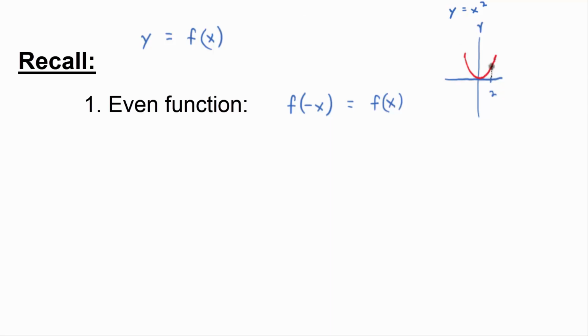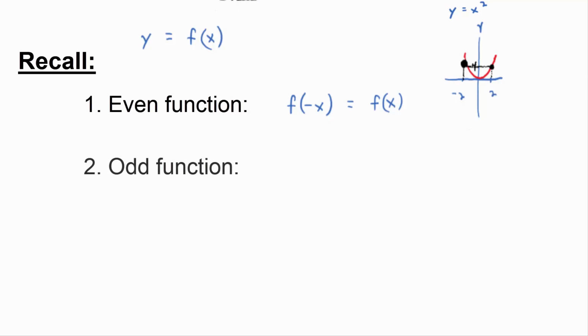So up here on the graph, this would correspond with a height of 4, right? But certainly if you plug in negative 2, it's also going to go up and have the same output as its opposite input 2. And so even functions, when you graph them, are symmetric to the y-axis. If you folded the graph across the y-axis, the two halves would touch.